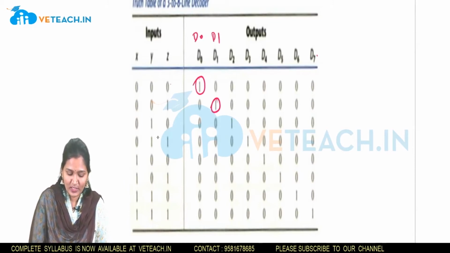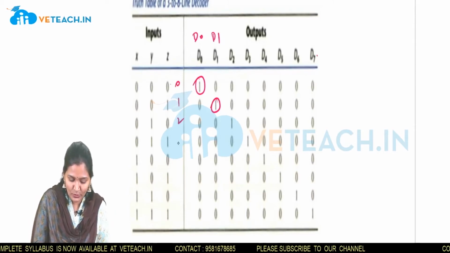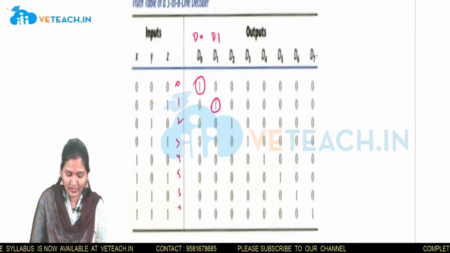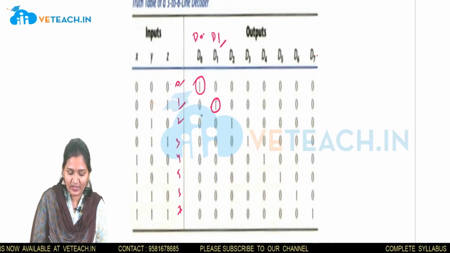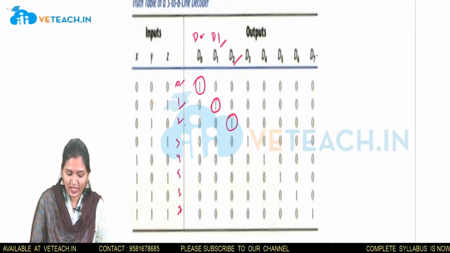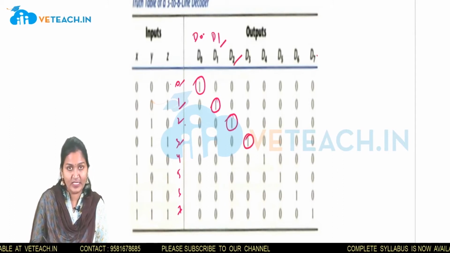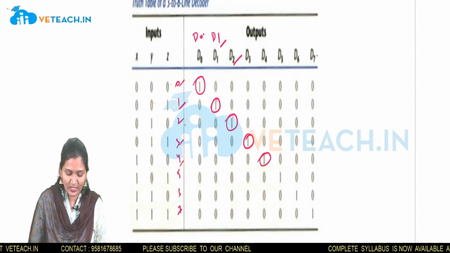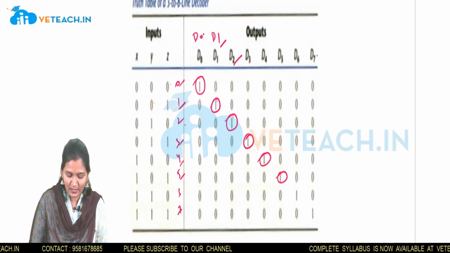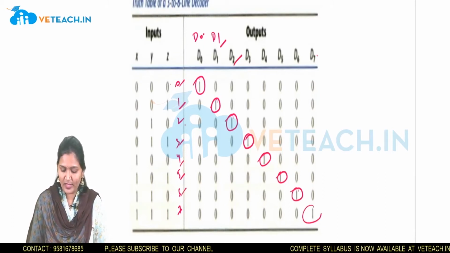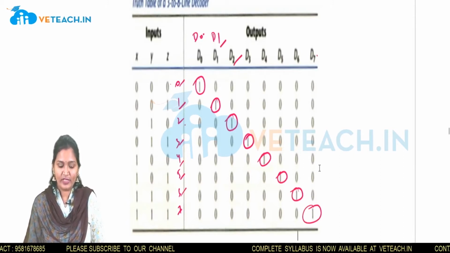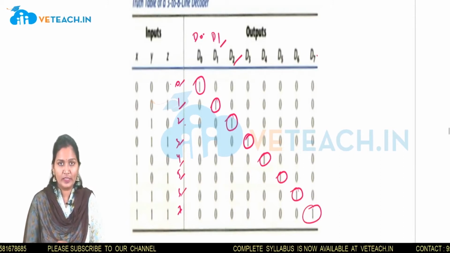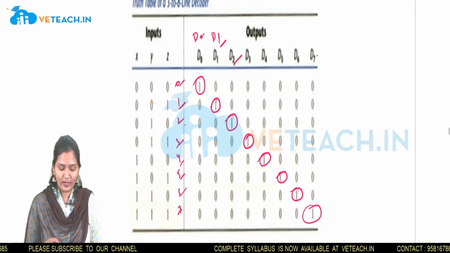Next the 0, 1 case, means 0, 1, 2, 3, 4, 5, 6, 7. In the 0 case D0 is high, in the 1 case D1 is high, in the 2 case D2 is high, in this one D3 is high, in this one D4 is high, this one is high, this one and D7, okay. So these are the cases, the truth table for the 3 to 8 line decoder.